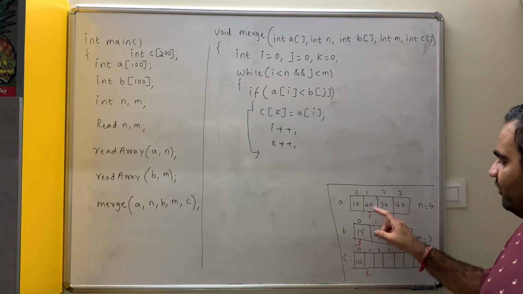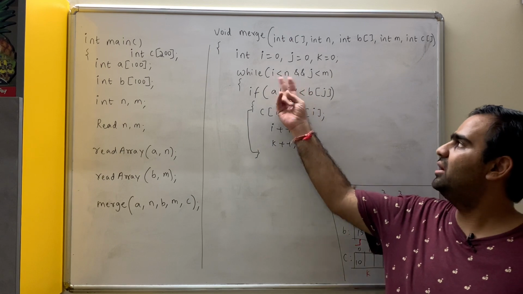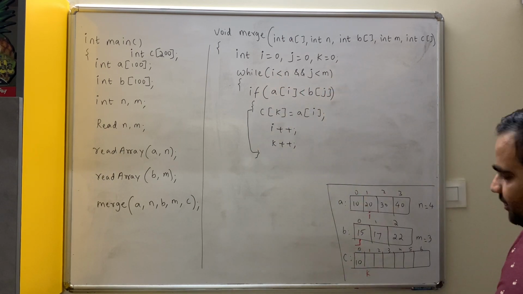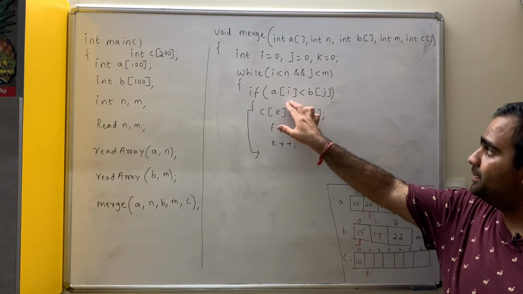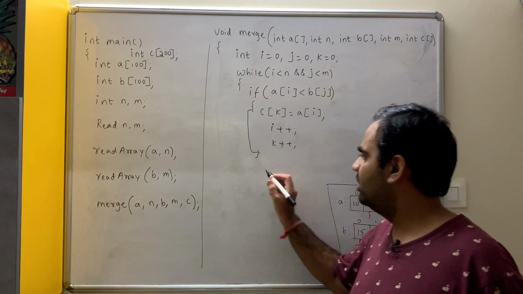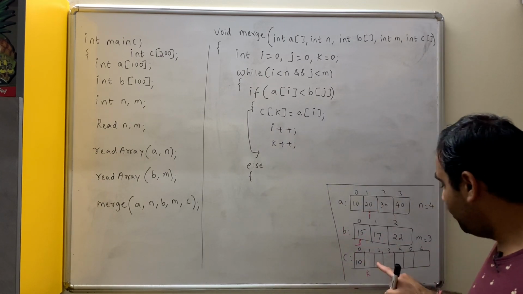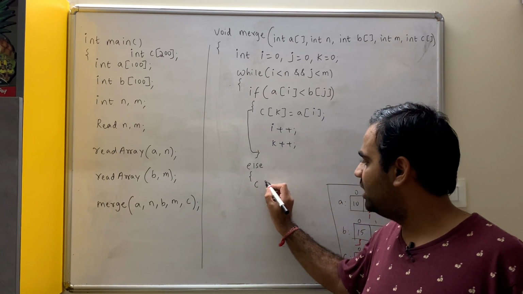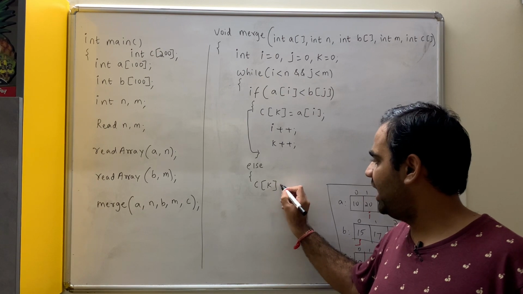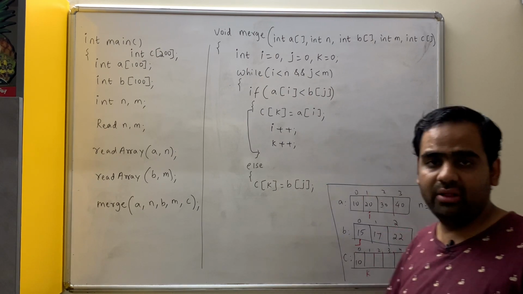Okay. Now the value of I is 1. N is 4, j is 0, m is 3. Go back. I less than n, yes. J less than m, yes. A of I is 20, B of j is 15, 20 less than 15. No sir, the condition is false. We come to the else part, and what do I write over here? I say C of k is equal to B of j.